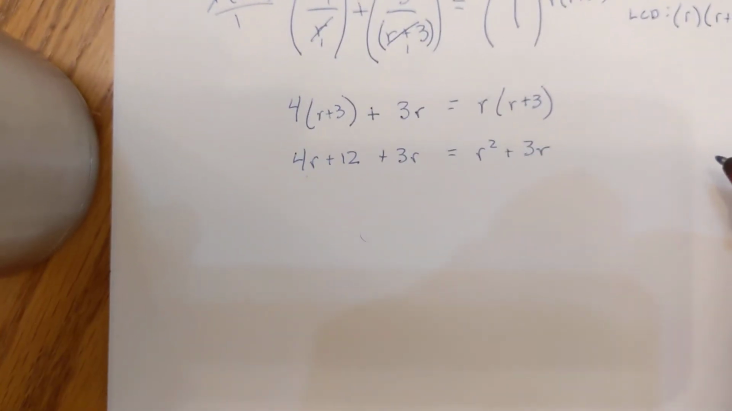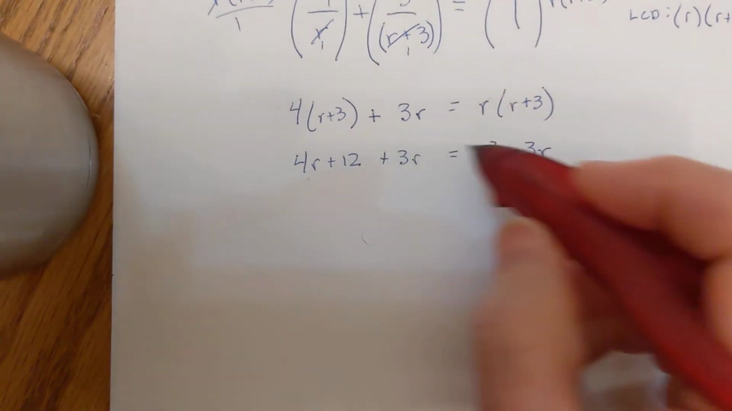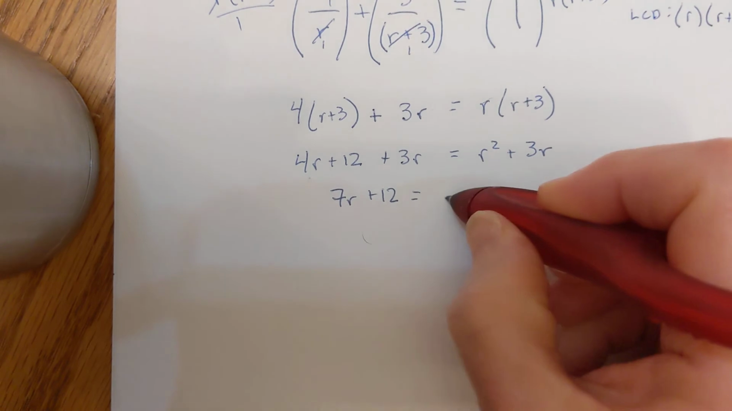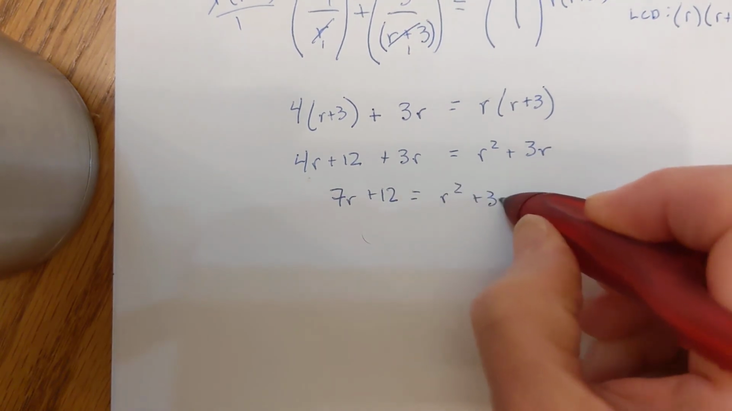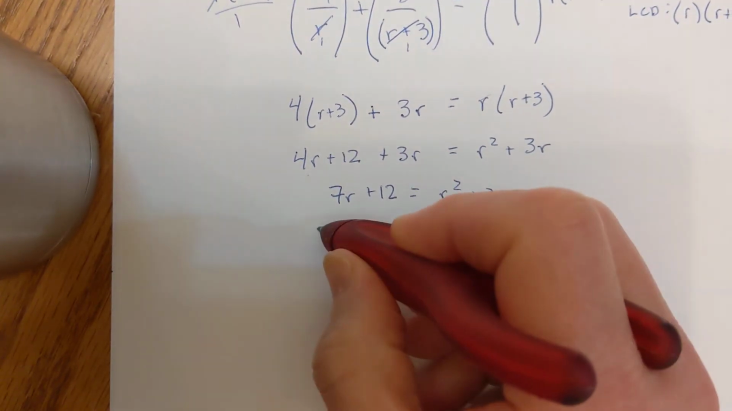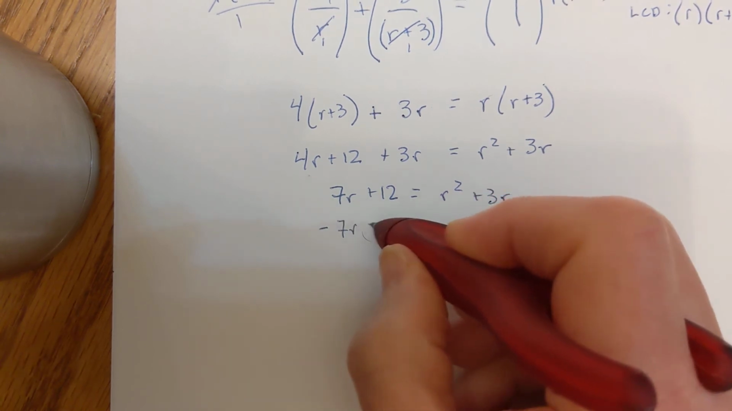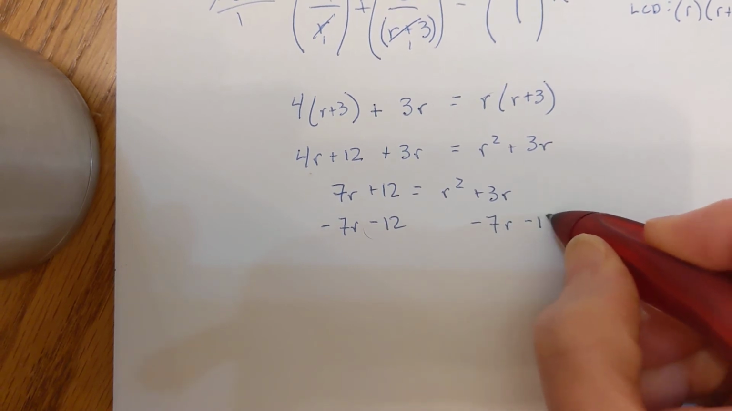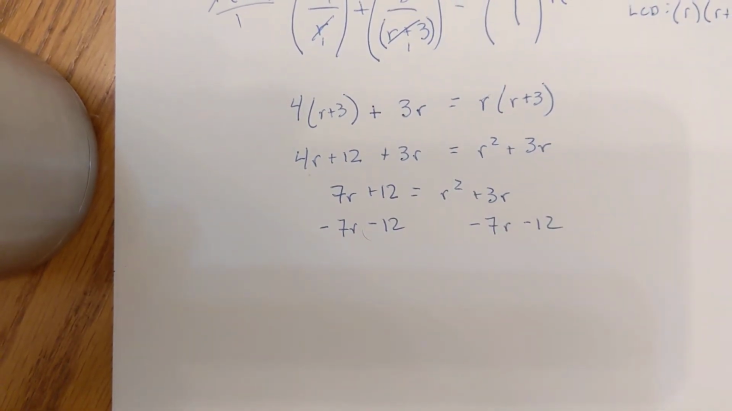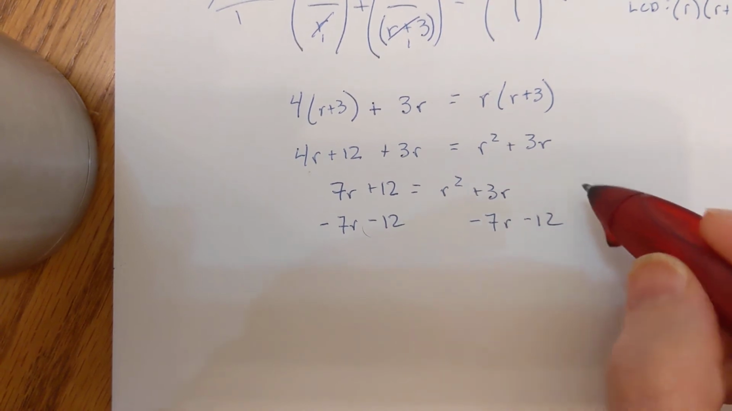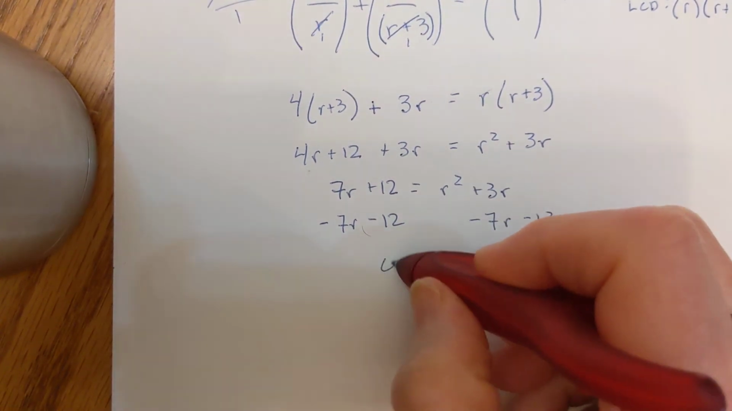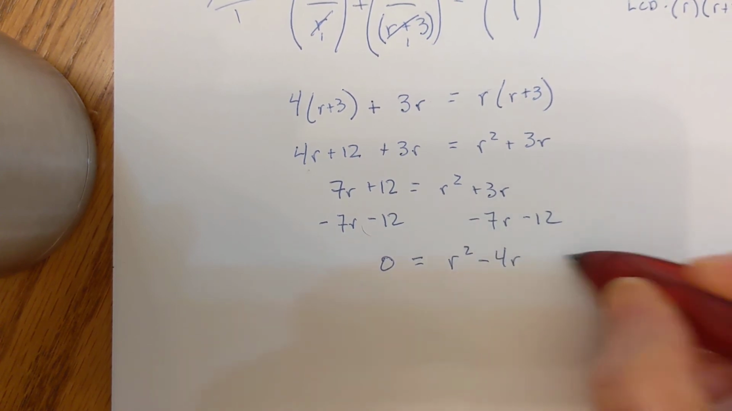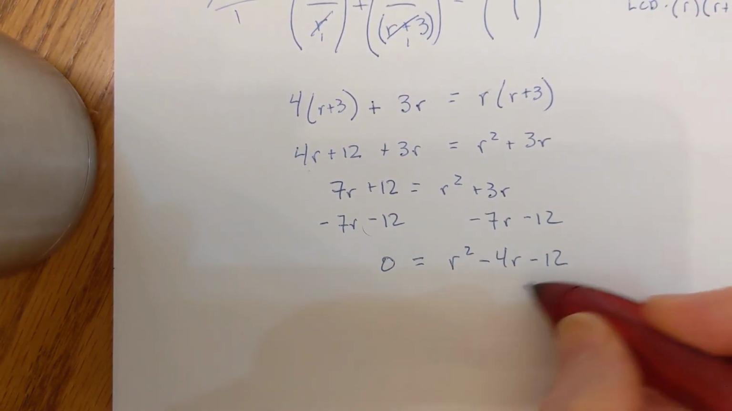I just saw a simpler way to solve it, but I'm going to keep doing it this way. 7R plus 12 equals R squared plus 3R. Going to subtract 7R and 12 from both sides. I need to set it equal to 0 in order to solve it. I need to have 0 on one side of the equation. R squared minus 4R minus 12 equals 0.